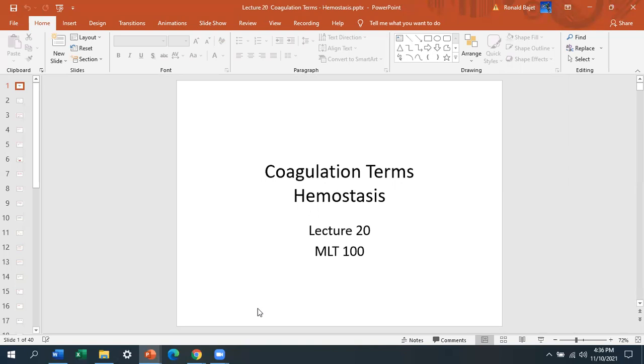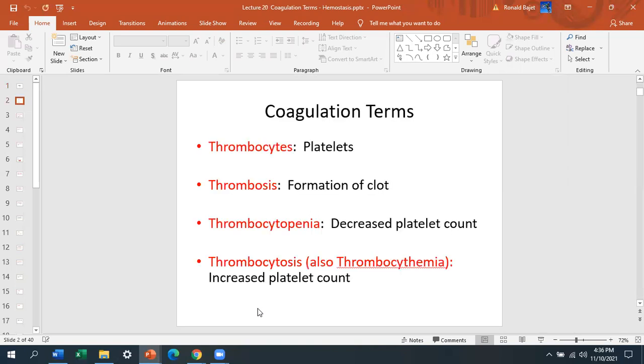Remember, hemostasis is the balance between coagulation and the fibrinolytic system. Do you know what thrombocytes are? They're platelets. Thrombosis is the formation of a clot. Make sure you know these terms. And you know this term from hematology, thrombocytopenia. Penia means decreased, and thrombocytes are platelets, so decreased platelet count. Thrombocytosis is the exact opposite. Thrombocytosis and thrombocythemia both mean increased platelet count.